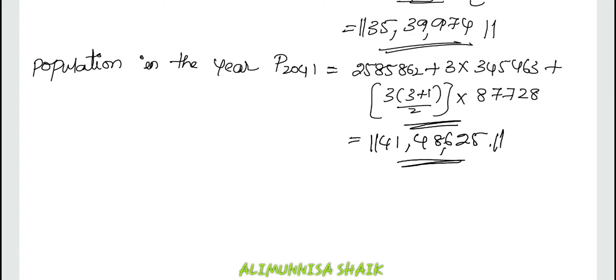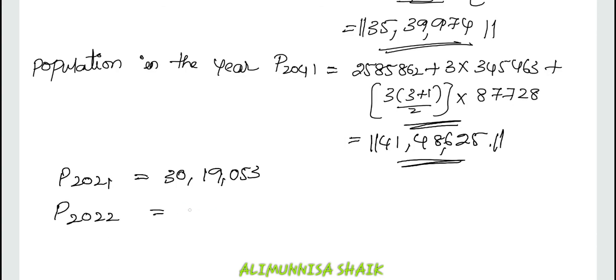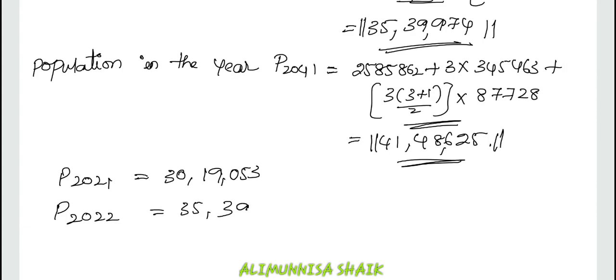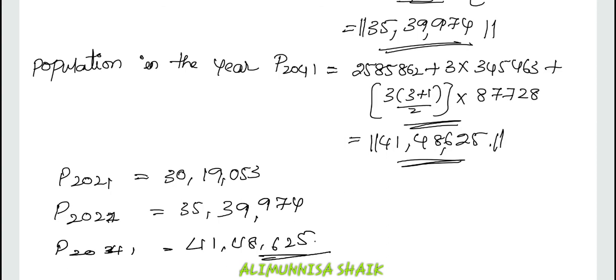So we have done the problem. Now we know the population during the year 2021, which is equal to 30,19,053. During the year 2031, it is equal to 35,39,974, and during the year 2041 it is equal to 41,48,625. That's it about the incremental increase method. Now we have solved our problem.